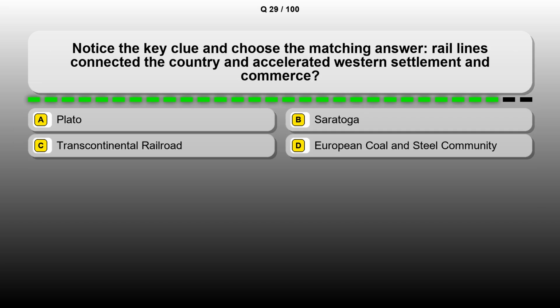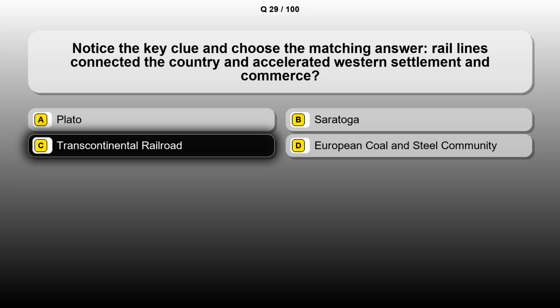Question 29. Notice the key clue and choose the matching answer. Rail lines connected the country and accelerated Western settlement and commerce. Option A, Plato. Option B, Saratoga. Option C, Transcontinental Railroad. Option D, European Coal and Steel Community.